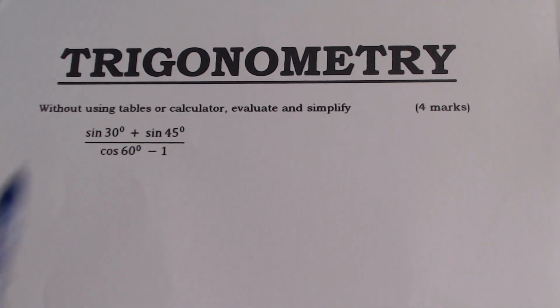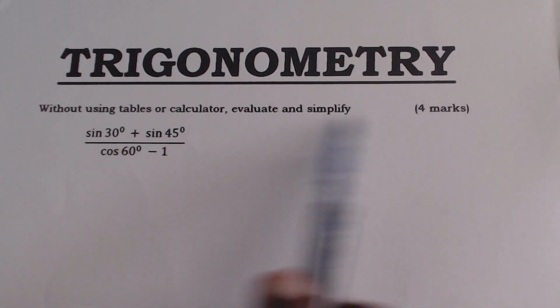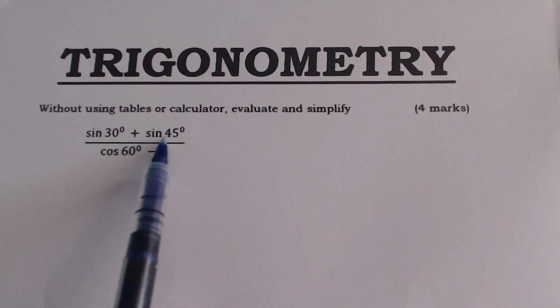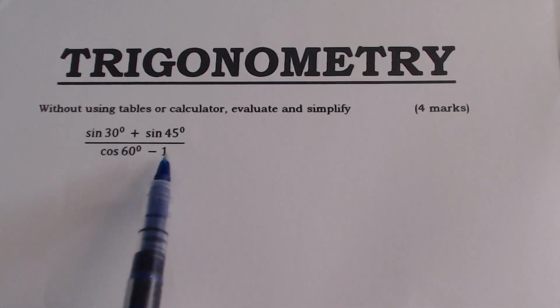Welcome. Trigonometry. Without using tables or calculators, evaluate and simplify for marks: sine of 30 degrees plus sine of 45 degrees, everything divided by cosine of 60 minus 1.